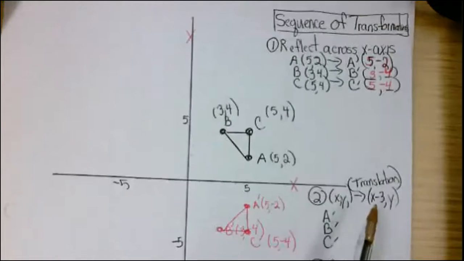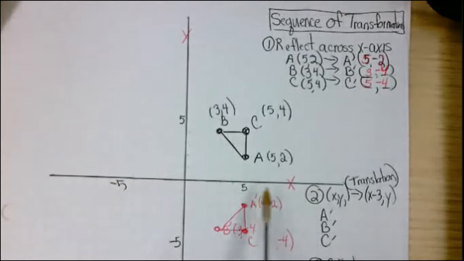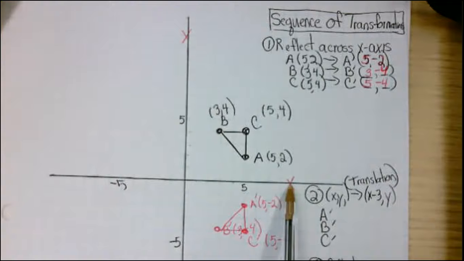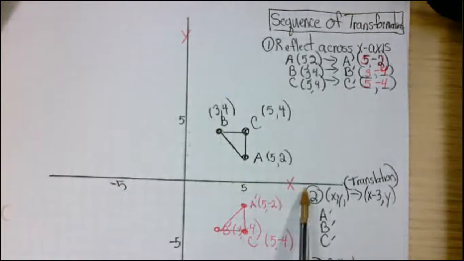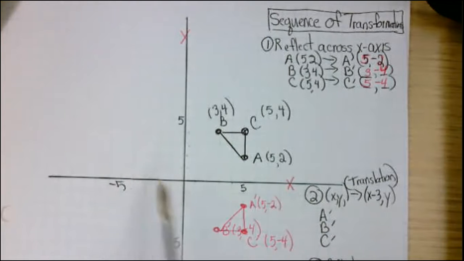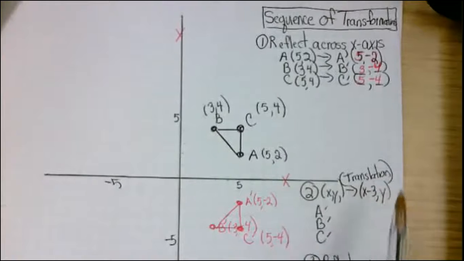Well, think about your x-axis here. If you subtract 3 from any number here, are you going to be going this way or this way? Right, you're going to be going this way. 3 less is that way, right? 3 more is that way.